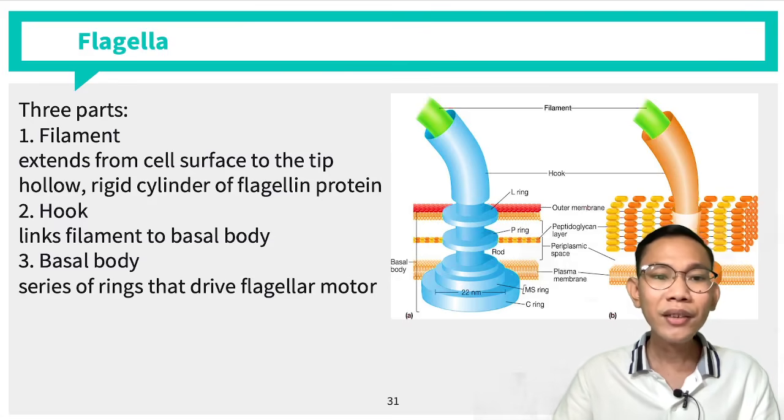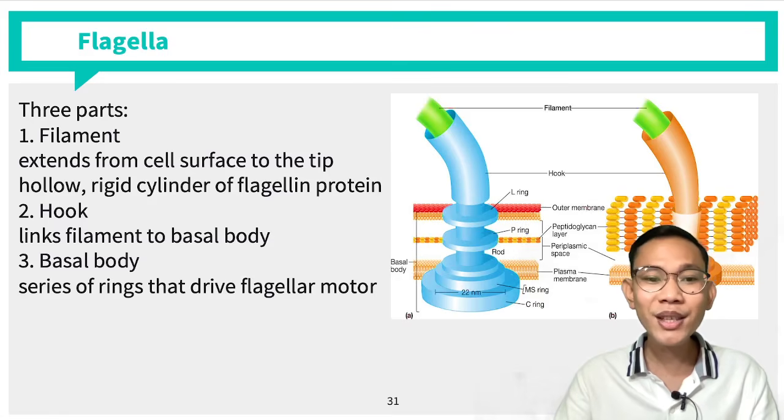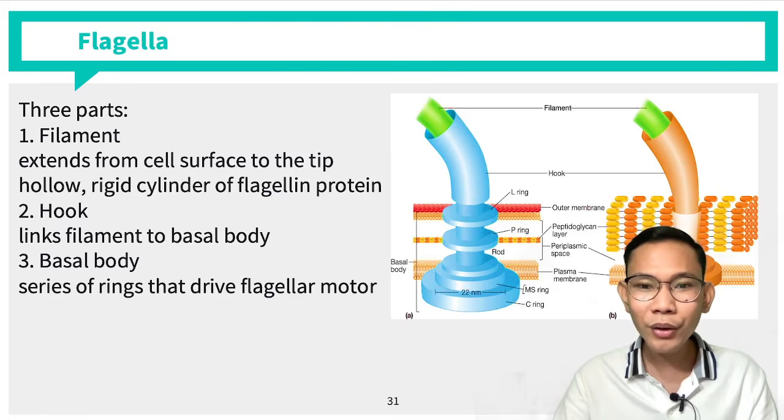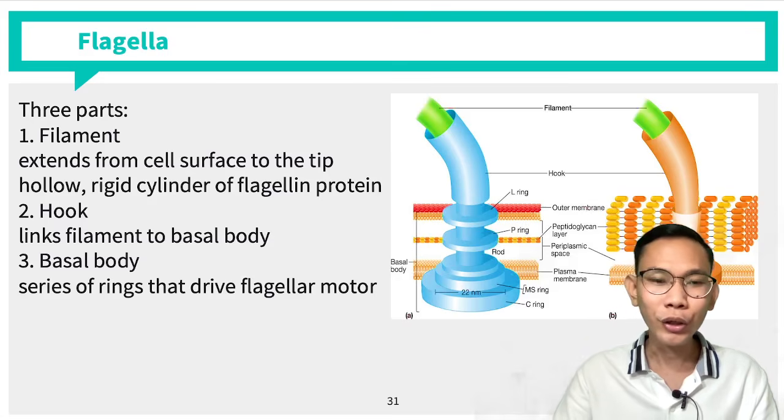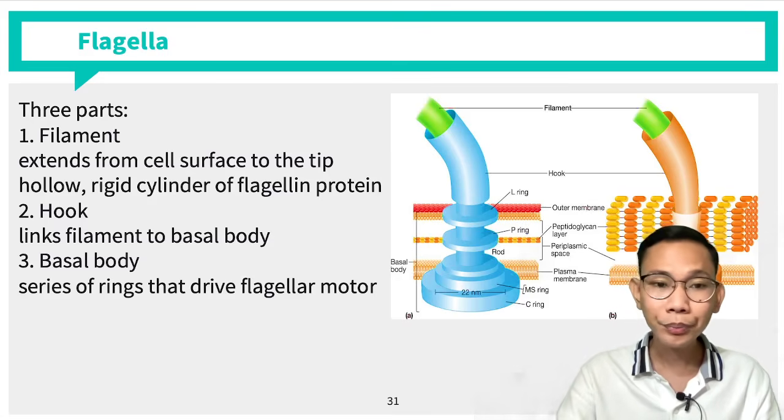Your flagella have three important parts. We have your filament, we have your hook, we have your basal body. Your filament extends from the cell surface to the tip, a rigid cylinder of your flagellin protein. So where is the filament? This is now your filament. Your hook links your filament to your basal body. Your basal body is a series of rings that will drive your flagellar motor. So those are the basic parts of your flagella.